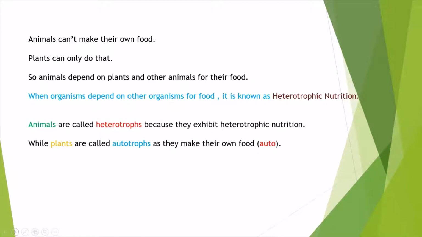And this heterotrophic mode of nutrition is one of the two kinds of nutrition. And animals are called heterotrophs because they exhibit heterotrophic nutrition. So all animals are heterotrophs, including you. Means even humans, a social animal, right? While plants are called autotrophs as they make their own food. There is auto in autotroph, which means they make their own food. Autotrophic nutrition is the second mode of nutrition, the second kind of nutrition.